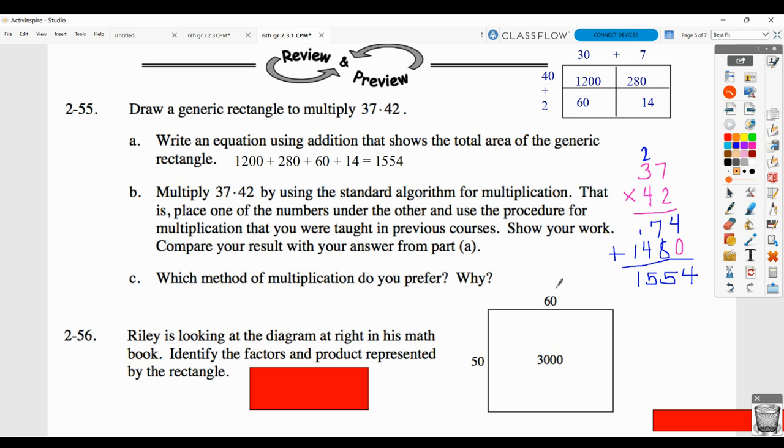Then here, we're looking at basically this sort of section of a generic rectangle. They want you to identify the factors and the product. Well, the factors are the two numbers that are being multiplied. So that would be 50 and 60. And the product is the answer to the multiplication problem, which is 3,000.